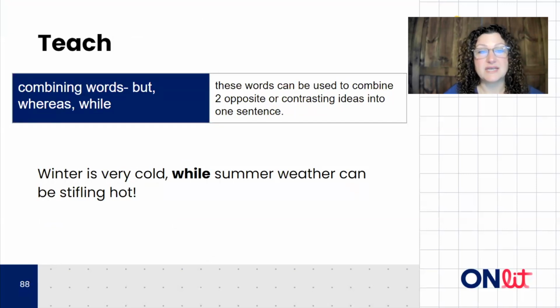In this example, the idea of joining words, conjunctions, that combine contrasting or opposing ideas can be introduced through a model sentence and by highlighting the conjunction used. Winter is very cold, while summer weather can be stifling hot.